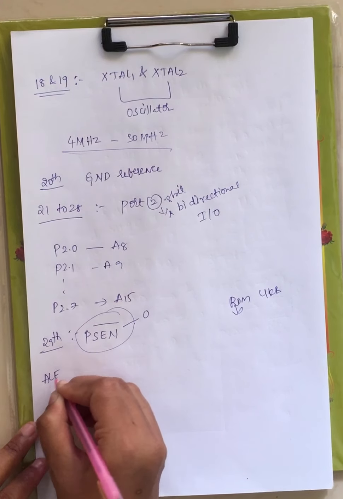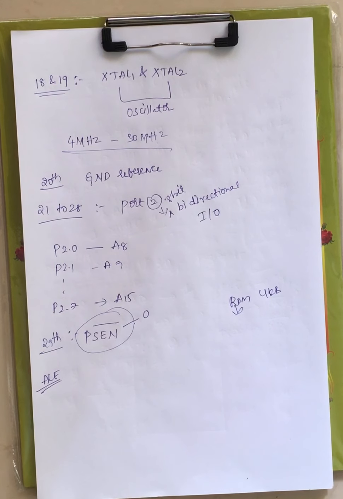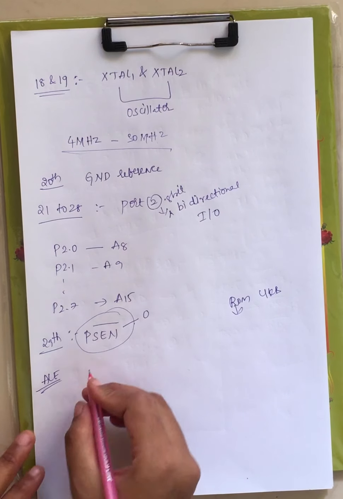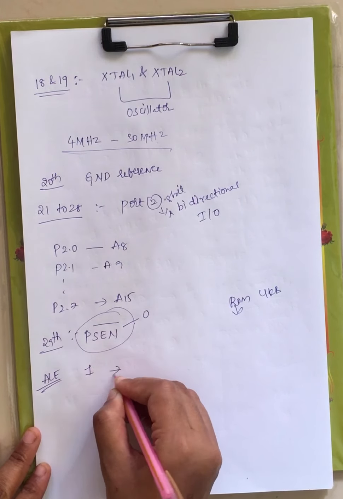Now this is used to demultiplex your address lines and data lines, right? When it is logic 1, the address bus is enabled. We have seen this under 8085, right? Same operation. When it is 0, the data bus is enabled, right? Now coming to EA, the next pin is your EA bar. This operates for logic 0, external access, right? Now it is used to enable or disable external memory interfacing, right?